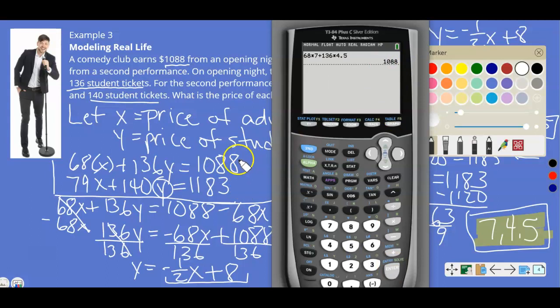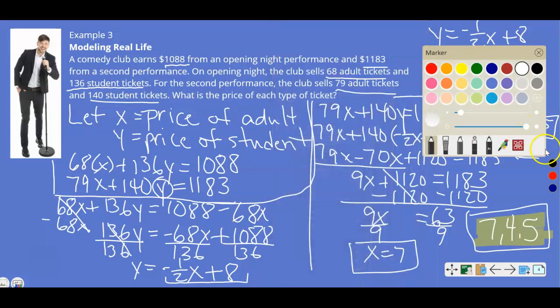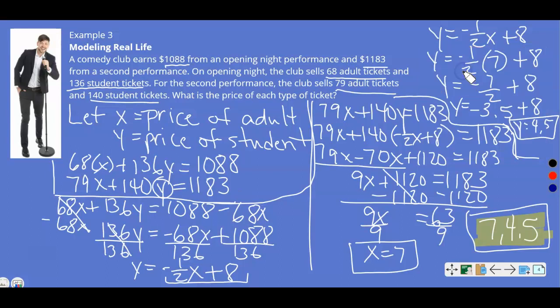So we know this is a solution for the first equation. Let's check the second equation. 79 times 7 plus 140 times my y value, which is 4.5. And that should equal 1183. So let's hit enter, 1183. It does work. So we can see that 7 and 4.5 is a solution for both of those equations. So it works for this one and this one.